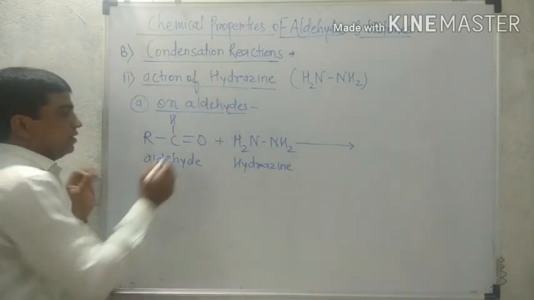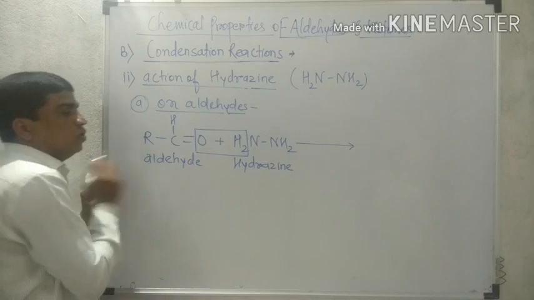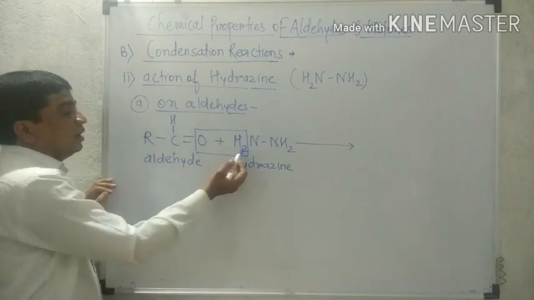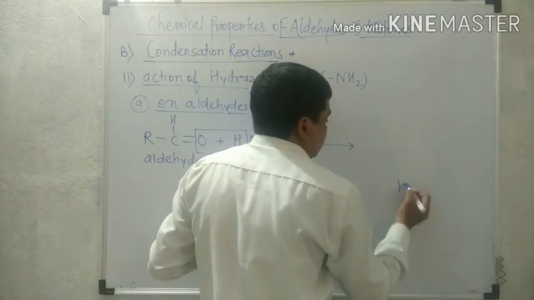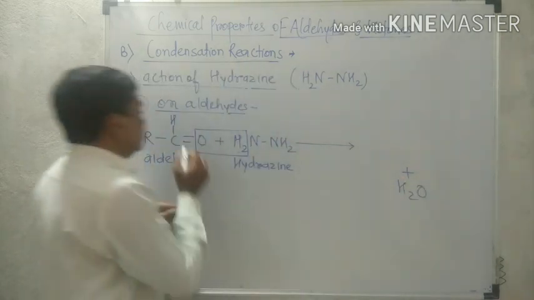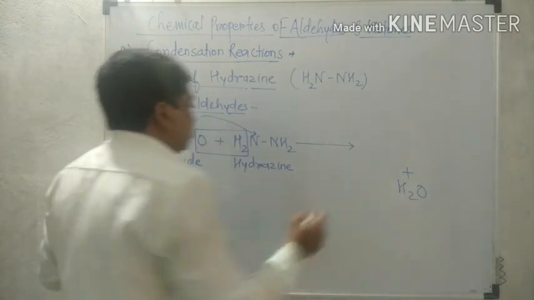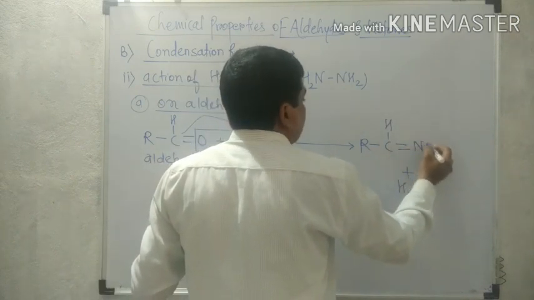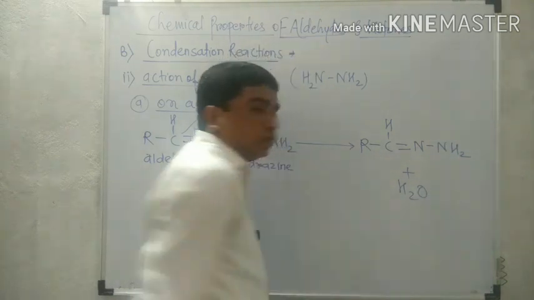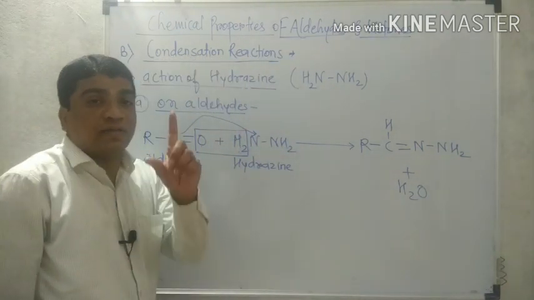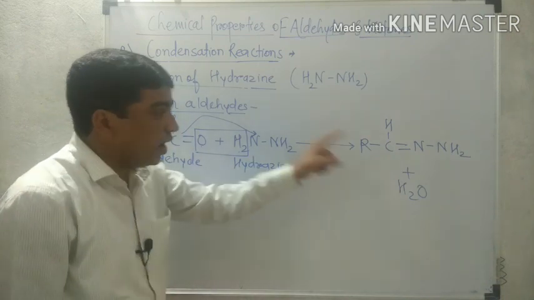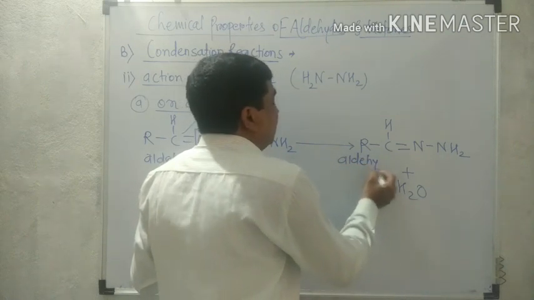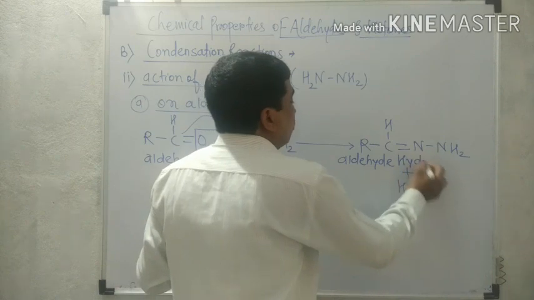In this reaction, the two hydrogen atoms of the hydrazine and the oxygen atom of the carbonyl carbon of aldehyde combine to give the byproduct H2O, water. Before that, the carbon forms a double bond with nitrogen. So the product obtained is RCH=N-NH2, and this compound is called hydrazone. Hydrazine is converted to hydrazone. But this hydrazone is formed by the aldehyde, therefore it is called aldehyde hydrazone.